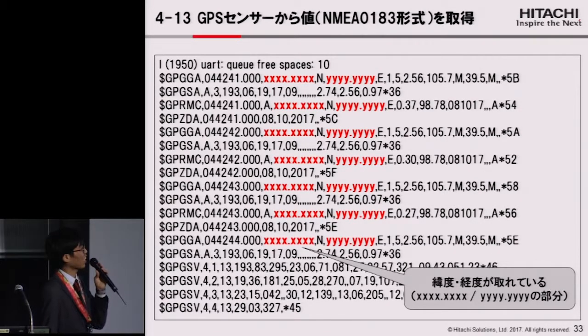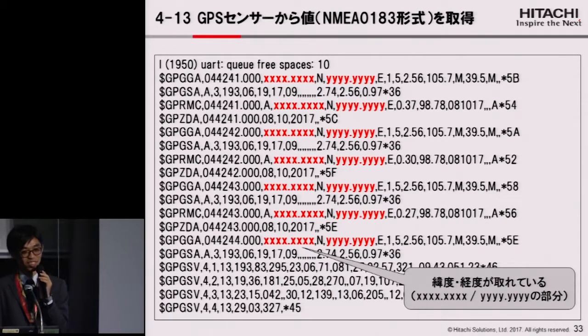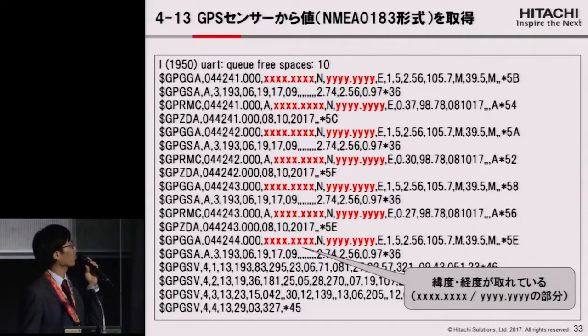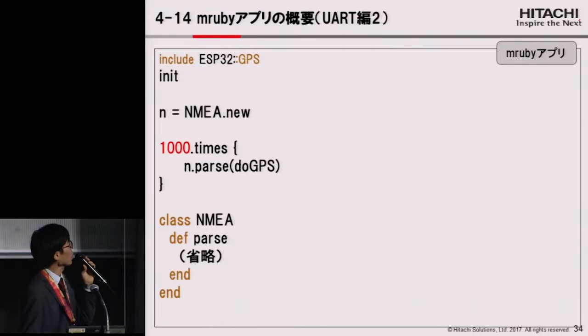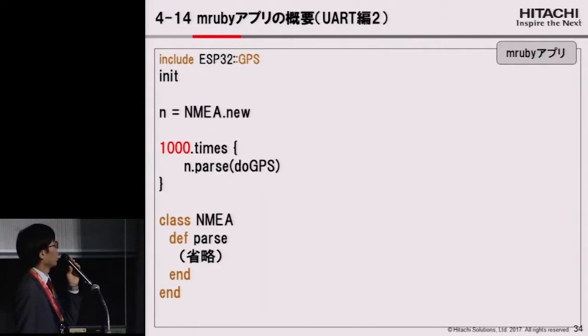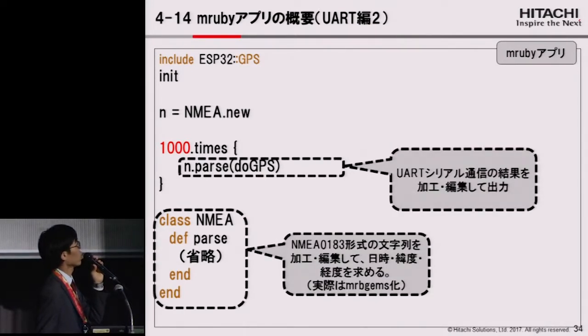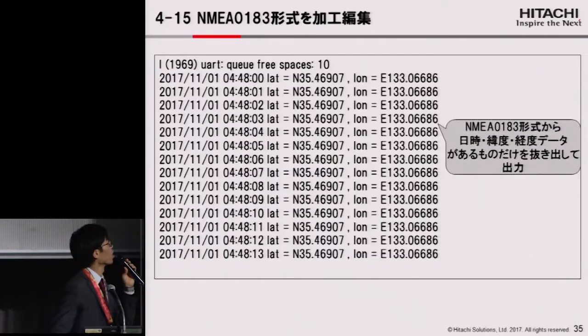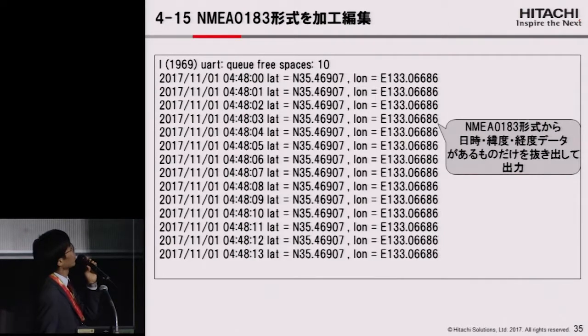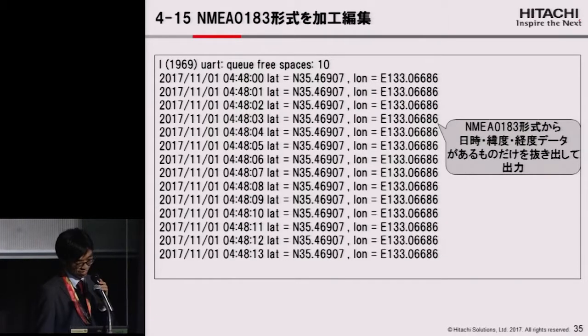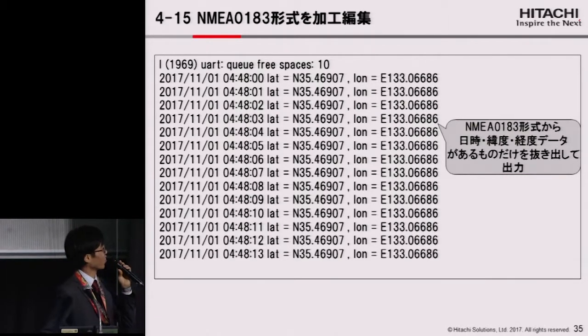Time and date are also included, not just the latitude and longitude, but it is not so easy to read this data. So the NMEA method is used. This is also a Ruby gem, and the time and date and latitude, longitude will be provided. This is the nicely laid out data. This is not my home, so no need to worry.